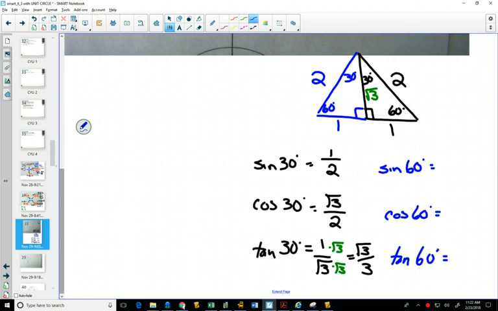Sine of 60 degrees. Look at your 60-degree angle. What's your opposite side? What's your hypotenuse? Cos, what's your adjacent side? What's your hypotenuse? Tan, what's your opposite side over adjacent side? And so from that special triangle, we not only get all of our ratios for sine, cos, and tan of 30 degrees, we get all of our ratios for sine, cos, and tan of 60 degrees.